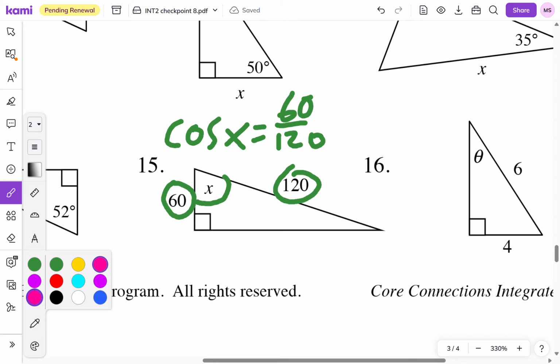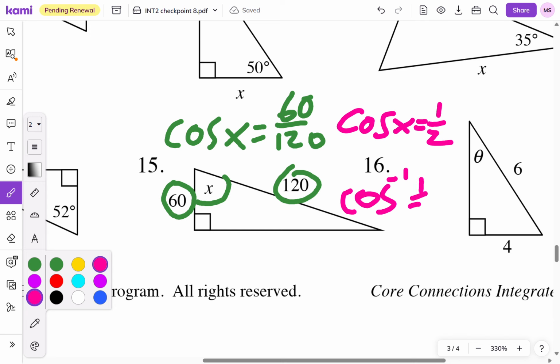But let's say you didn't know that and you're just going to do this problem the old-fashioned way. I would say at this point, cosine of x is a half, and therefore inverse cosine of a half equals x. You type that in your calculator and you get that 60 degrees is x. And that's it for those.